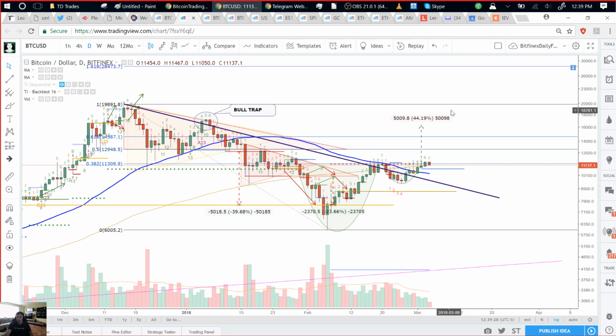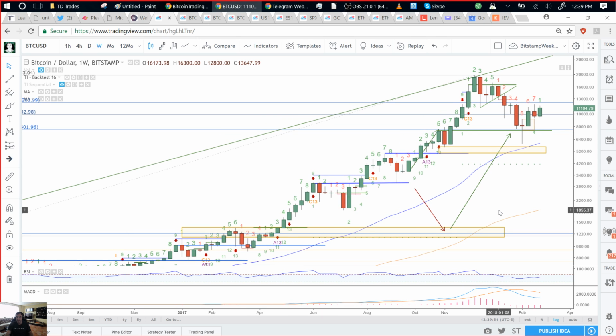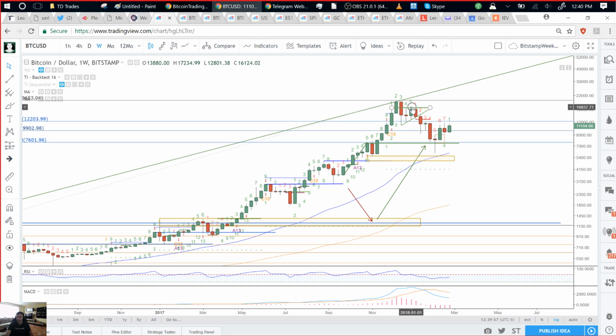Now, there is a chance that there is enough room, there's a $2,000 difference between the bull trap high and the all-time high. So that is a potential secondary bull trap, but that almost never happens, right? Because it no longer looks like the bubble chart at that point. However, the weekly chart tells a different story. If you zoom out on a weekly chart, the weekly chart doesn't have that bull trap that the daily chart does.